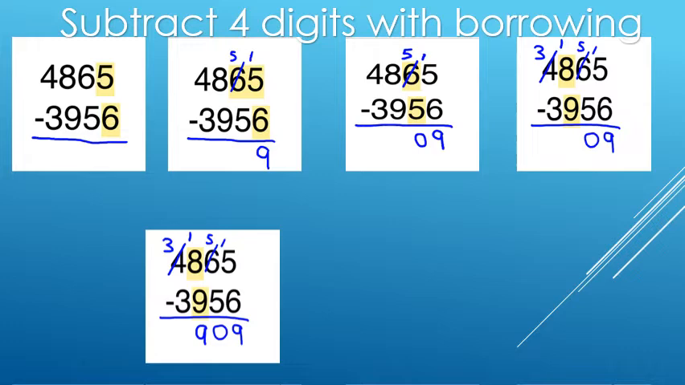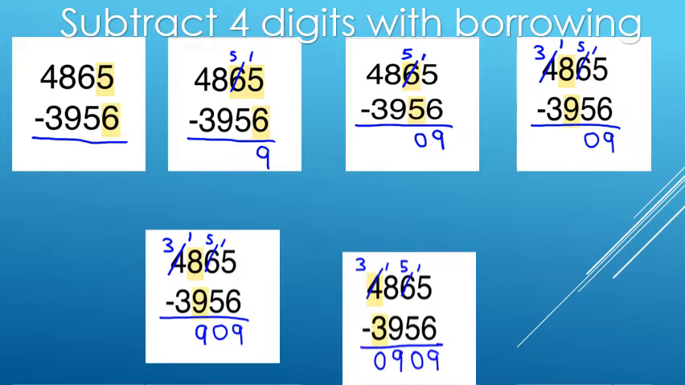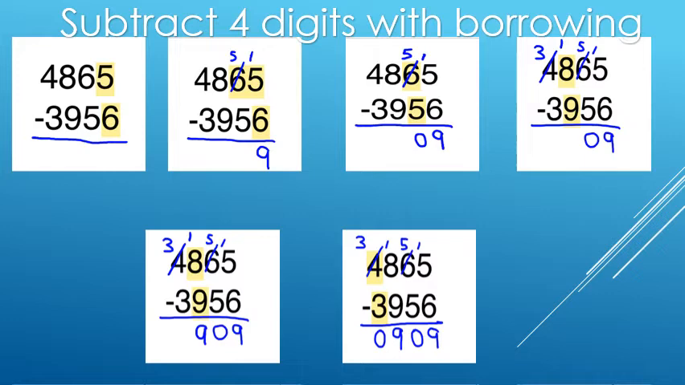Finally, numbers in thousands place value, which are 3 minus 3, will give us 0. So 4,865 minus 3,956 equals 909.